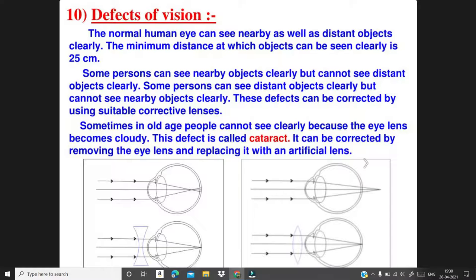Now, some old aged people cannot see clearly because the eye lens becomes cloudy. This defect is called cataract. Many a times we see that old people are not able to see things clearly. So why are they not able to see?